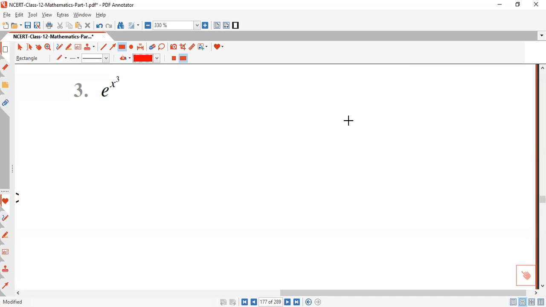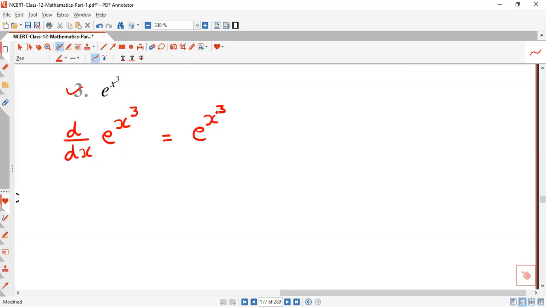Now, question number 3. e raised to x cube. I want to differentiate this function. dy/dx of e raised to x, and x also has a power 3, e raised to x cube. So we do the differentiation. We are getting the same function.